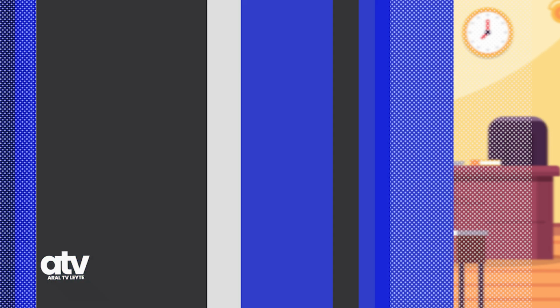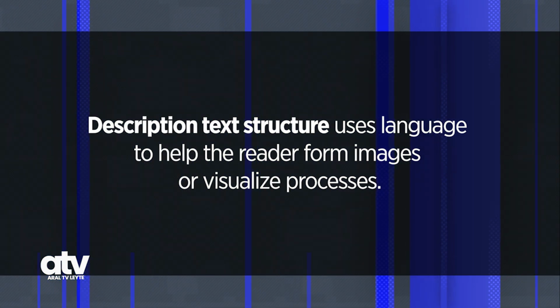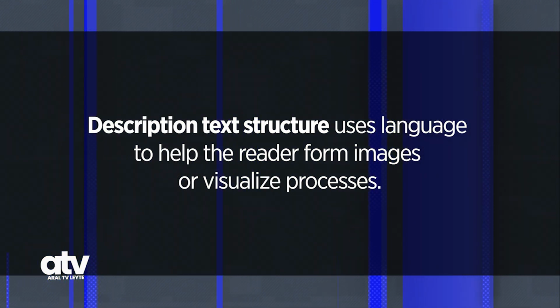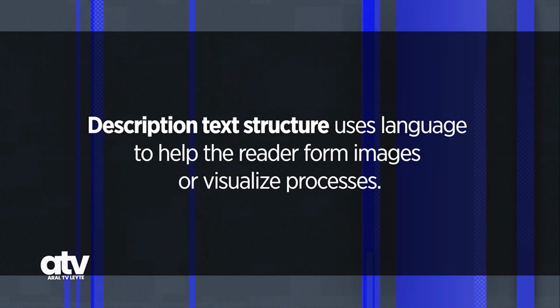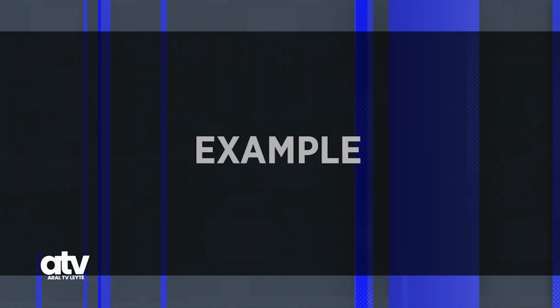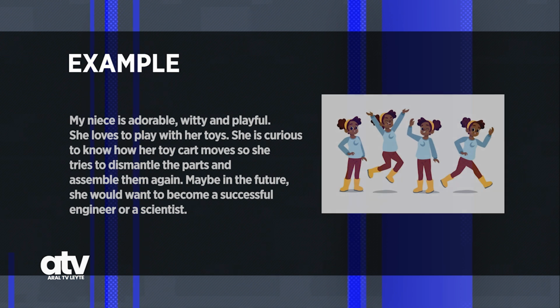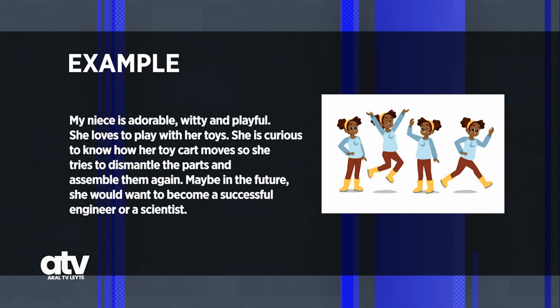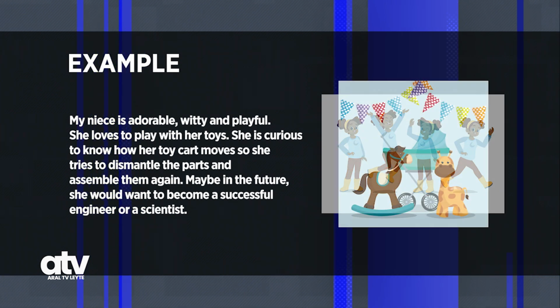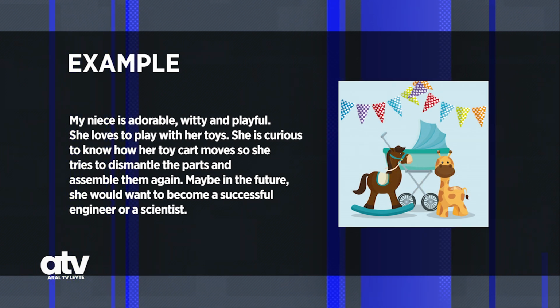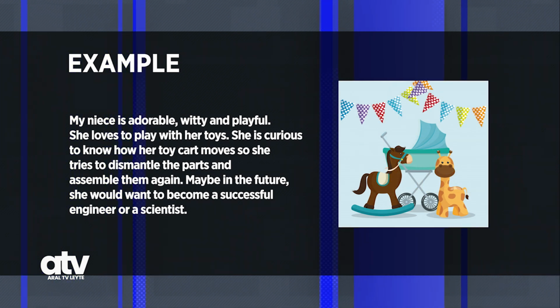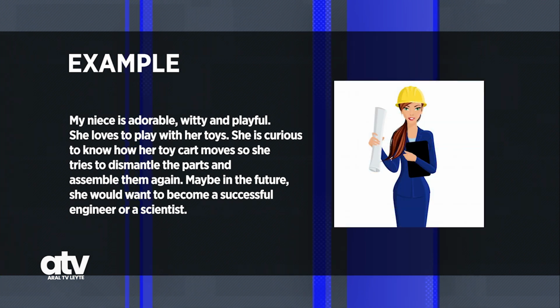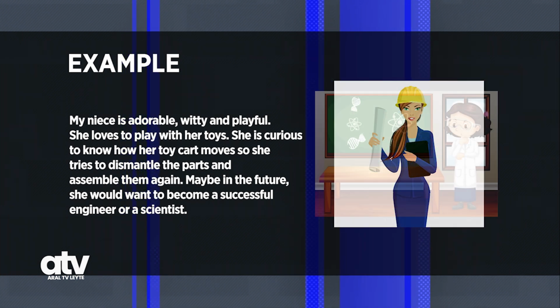This time, I will show you the different text patterns and their corresponding definitions, keywords, and examples. Description text structure uses language to help the reader form images or visualize processes. My niece is adorable, witty, and playful. She loves to play with her toys. She is curious to know how her toy cart moves, so she tries to dismantle the parts and assemble them again. Maybe in the future, she would want to become a successful engineer or a scientist.